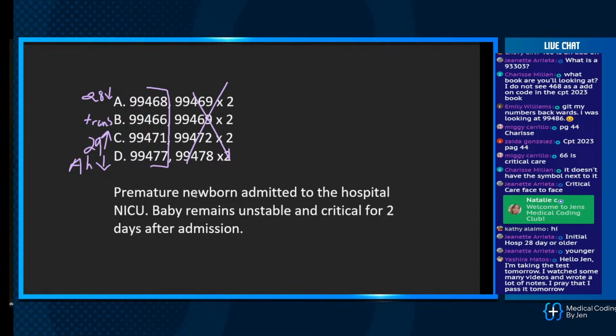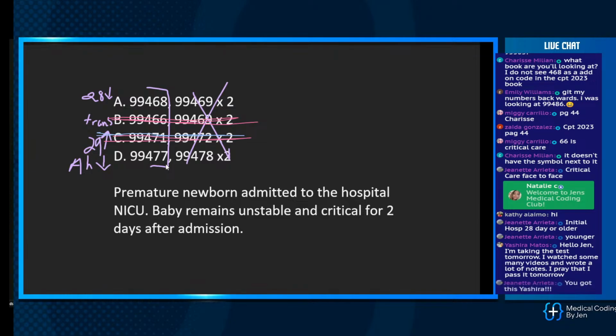All right. We got a premature newborn is all we've got. So we can definitely probably get rid of this 28-day and older one right there, at least. Are we transporting the kid? No. So we can get rid of B. So we just have to figure out, are they 68 or 77? What's our differences between those 2 codes?